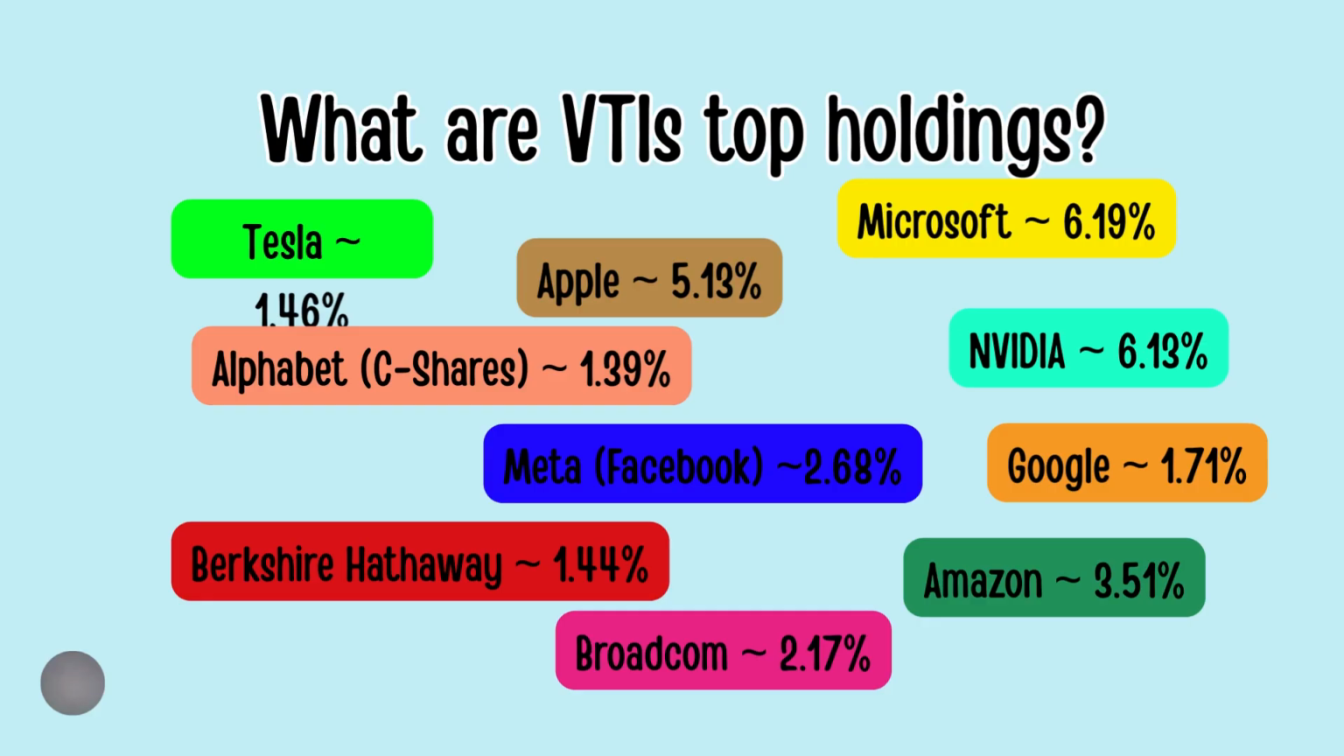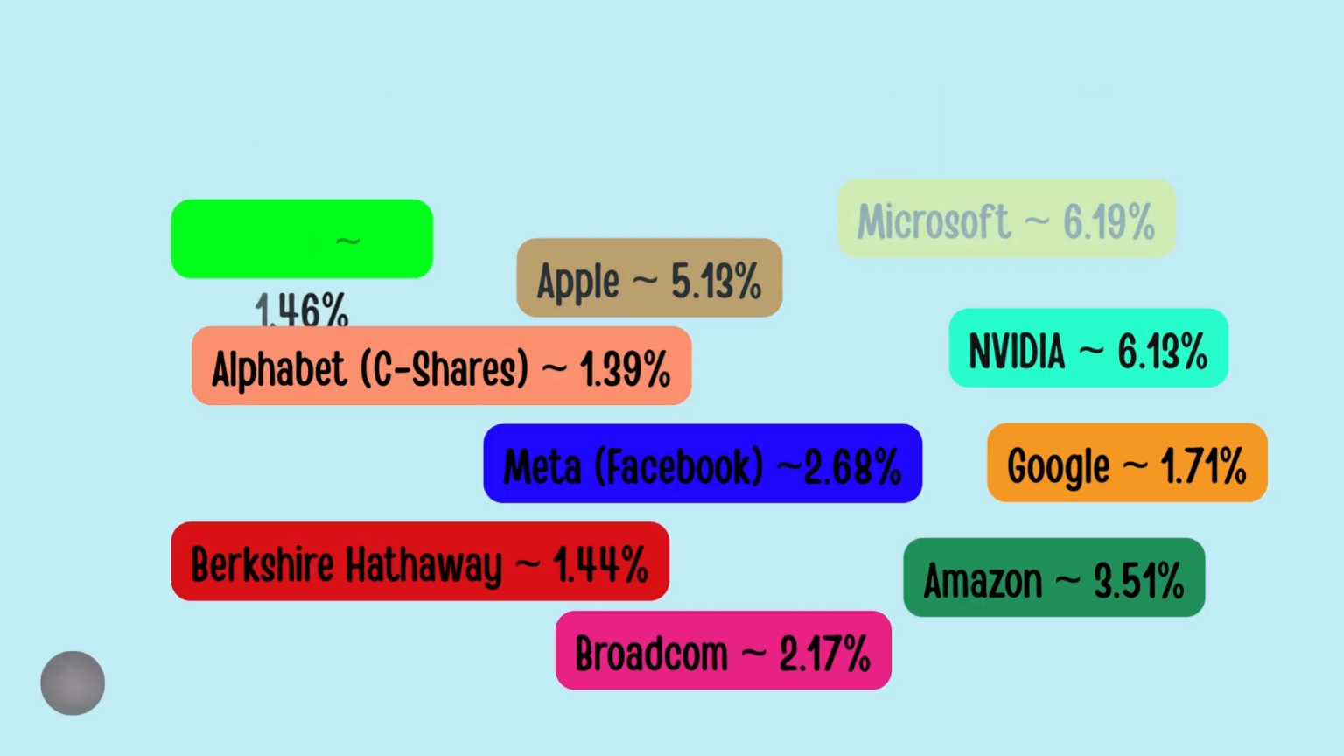So let's see who owns most of VTI and what are the largest holders of VTI as you see on the screen. We have Microsoft at approximately 6.1%. You also see Google at 1.71%. You see Tesla at 1.46%. You see Meta at 2.68%. You see Apple at 5.13%. So you can see who are the largest holders, okay?